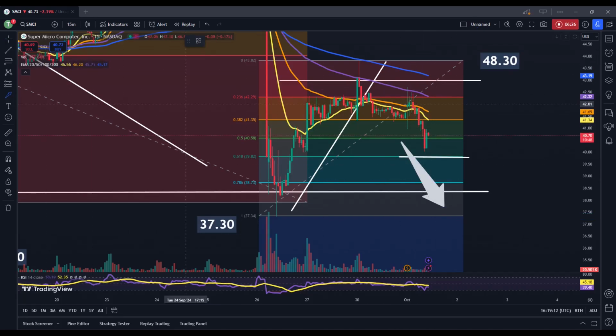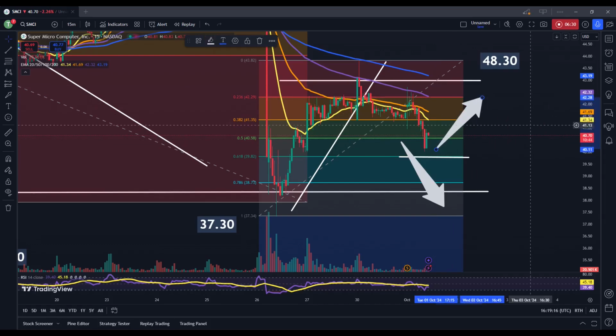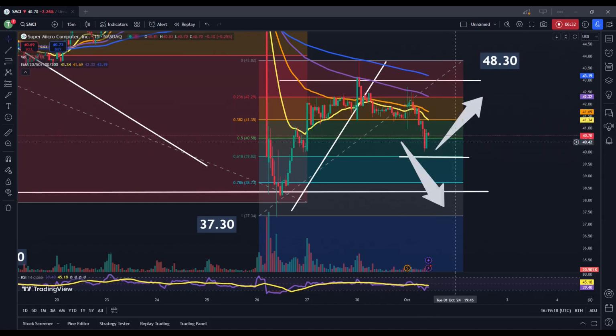If we do see share prices break below here, that would be a negative signal. But the positive signal would be if we're able to see a bounce in this region somewhere. If we are able to see a bounce in this region, the next area of short-term resistance comes in at 42.72. That would be this resistance level here, and that would really be the only thing stopping share prices from retesting those prior highs, which come in at 48.30. So there are a couple of different scenarios here that could start to unfold.